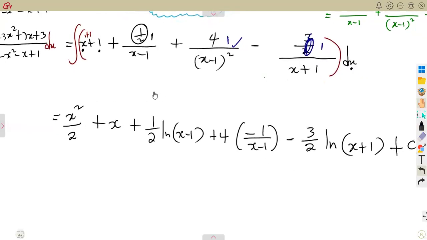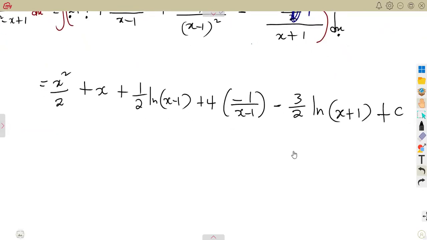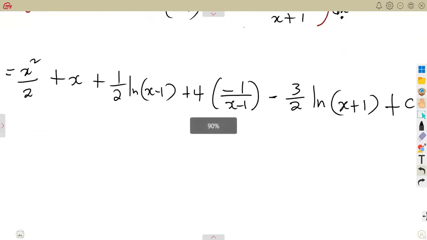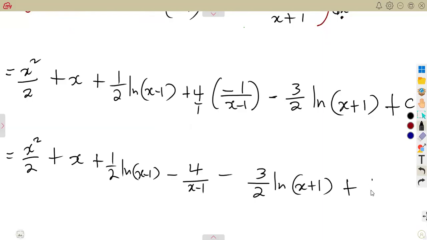So this is the whole integral of your question. This question that you're given was going to give you this part, and you can just try and simplify this, which is x to the exponent of 2 over 2 plus x. We do not have like terms here. So that will be plus 1 over 2, the ln of x minus 1, then 4 times -1, that will be -4 over x minus 1, and this is -3 over 2, the ln of x plus 1, plus the constant of integration. So with this, we are done.